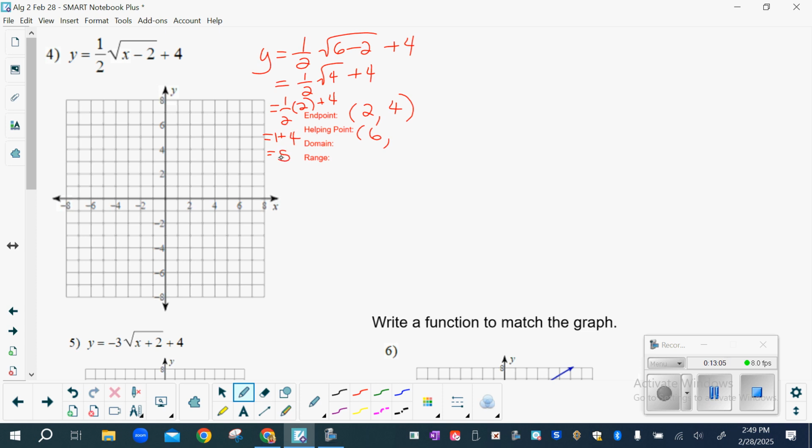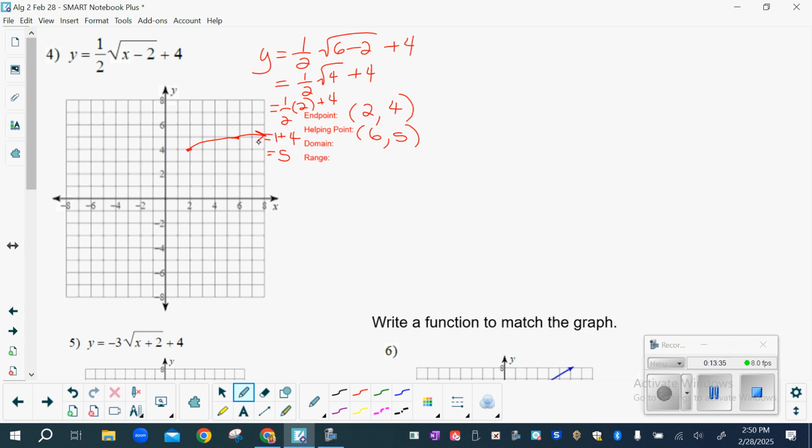I was just making sure you're paying attention, and you were. Okay, 2, 4. Good job. Good catch. 6, 5. Good job. And then this is a square root, so it's going to be curved there. And then what did the half do? Vertically compresses. Yeah, so it takes the original graph and makes it flatter.